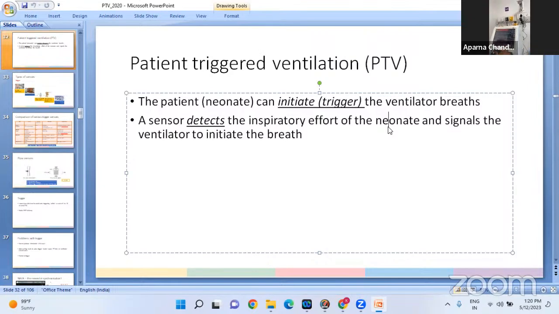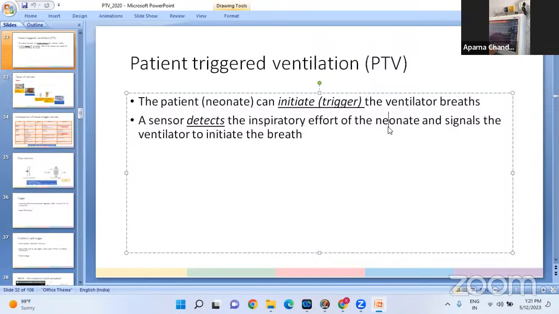This is FiO2. This can be set anything between 21 to 100%. And this is titrated based on the saturations. Now, with any of these modes, we have the option of adding volume targeted ventilation. In SLE, it goes by the name VTV.